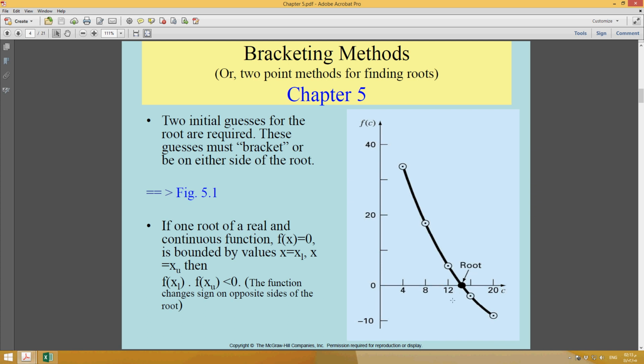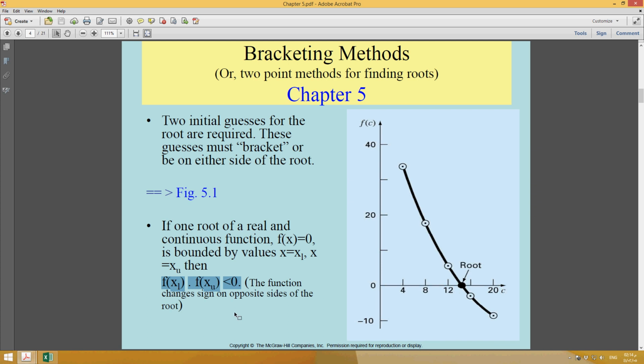So if the function changes its sign between these 2 points, then the product of f(xl) and f(xu) should be less than 0. It means that if this condition is satisfied, the function is changing its sign. But if this product is greater than 0, it means that either both of these values are positive or both are negative. In other words, the function is not changing its sign. So it's pretty easy: if this product is negative, the function is changing its sign, and this is the main condition for bracketing methods.